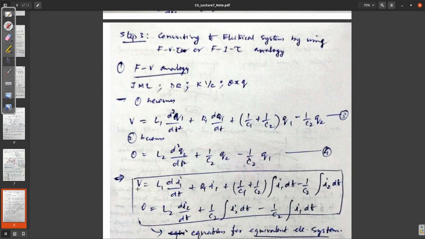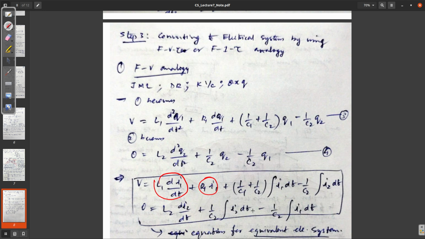Now if you see, V equal to something, V equal to L dI by dt plus R I. If you look at this, all these are voltage terms, right? L dI by dt, R I, and 1 by C integral I dt.